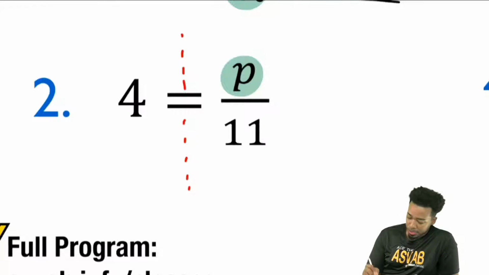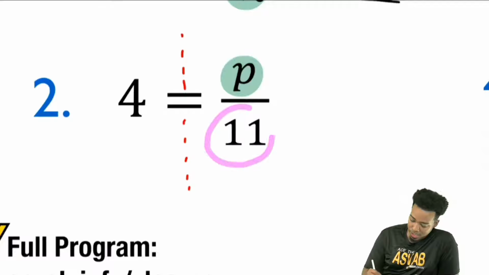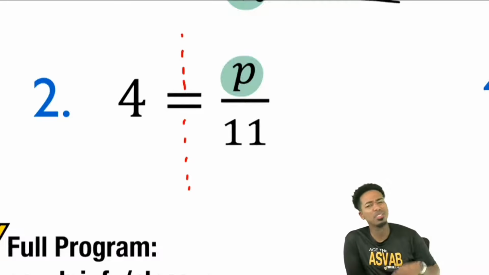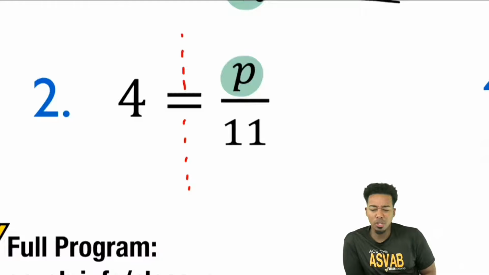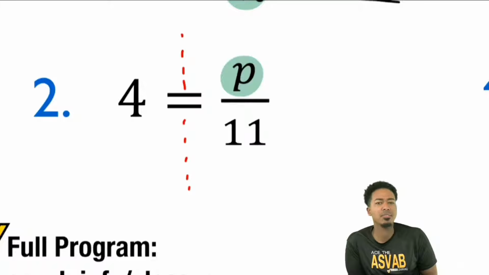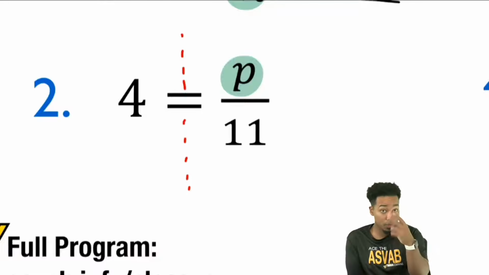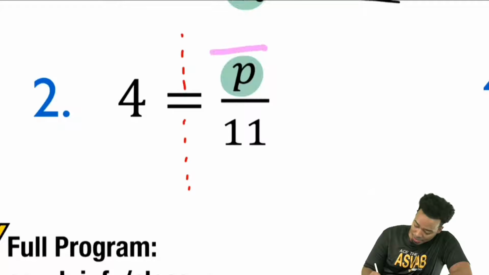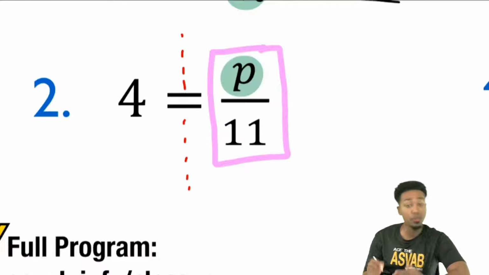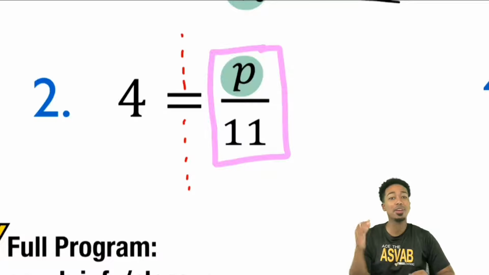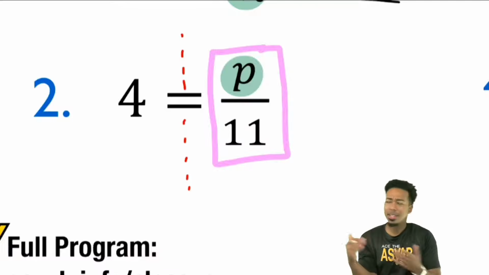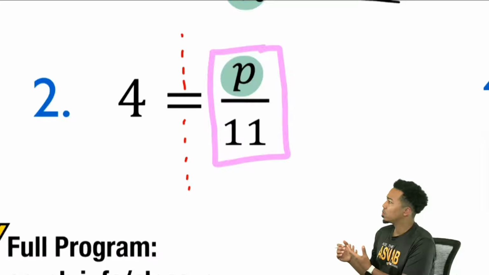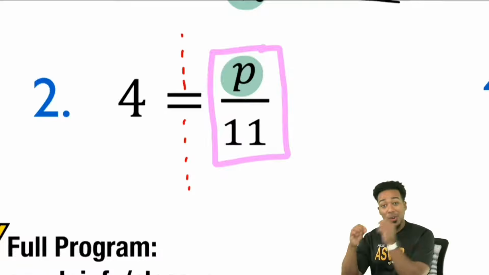Can somebody tell me what's going on here? What is this 11 doing? What is that operation with the 11? What operation is currently happening with that 11? Right, we're currently observing division. One more time. We are observing division because we have P and it's being divided by 11. Because that's what a fraction is. Numerator divided by denominator, right? Top divided by bottom. Cool. So we're good. We know what's currently going on.